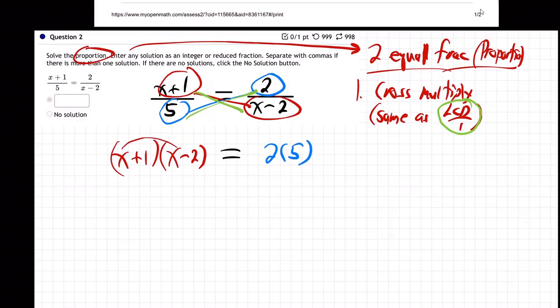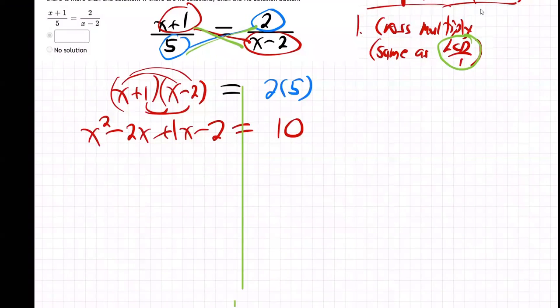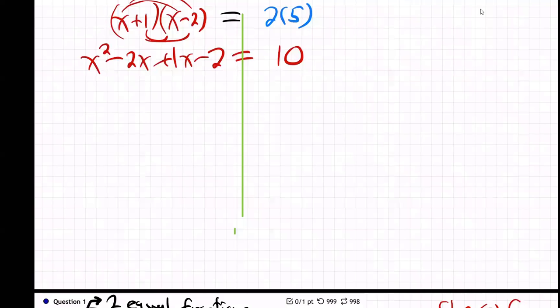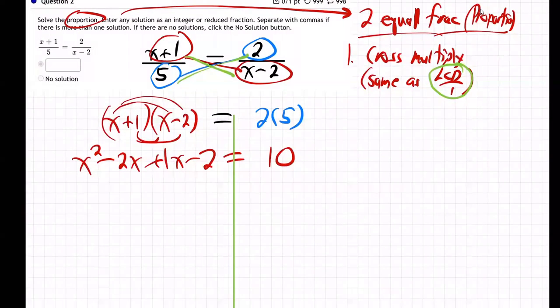So what do we do now? Well, we've got to multiply. This is x squared minus 2x, plus 1x minus 2, and this is 10. Okay, let me put in the wall of separation here. So we're still going on with this problem. So now what are we going to do? Well, we're going to combine those guys right there.